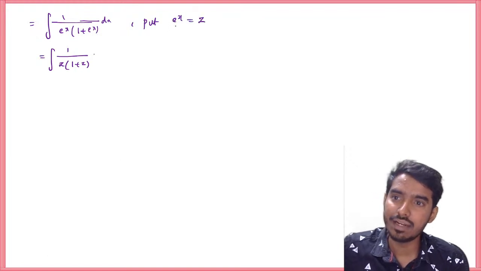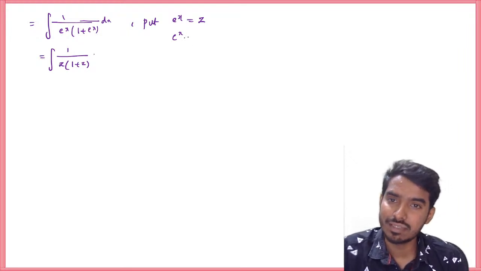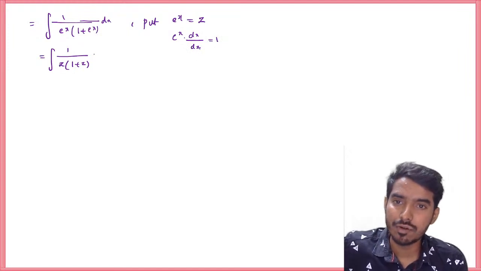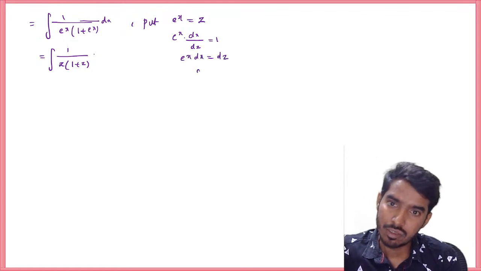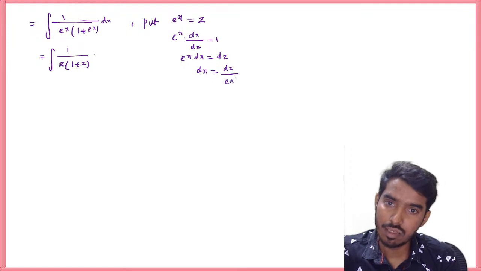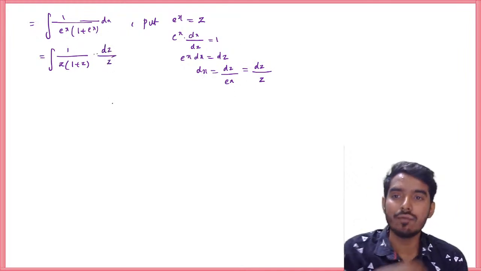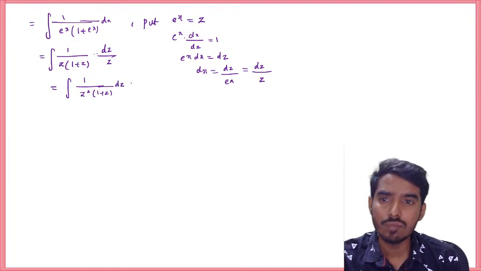So put e power x is equal to z. Therefore, differentiate with respect to z: e power x dx by dz is equal to 1. So e power x dx is dz, and we have dx to be dz by e power x, and we know e power x is z. So I can write dx as dz by z. Now we converted everything in terms of z. This is integration of 1 by z squared into (1 plus z) dz. Now you know how to integrate this, right? Do partial fractions and integrate.